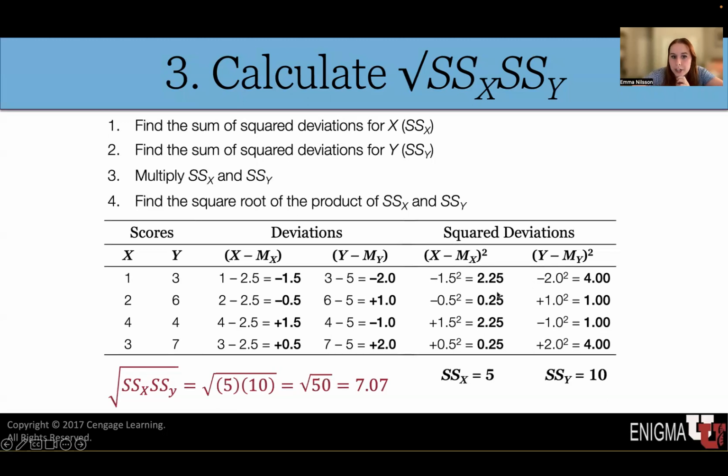Then we are going to multiply the sum of the squares for X times the sum of the squares for Y and find the square root. The sum of the squared deviations, remember, is you're going to take the deviation and then you're going to square it. That's what these first two steps are. And then you find the sum of all of those squared deviations, right? So the sum of the squared deviations for each variable is what we multiply. So 5 times 10, and then we take the square root of that to find our denominator.